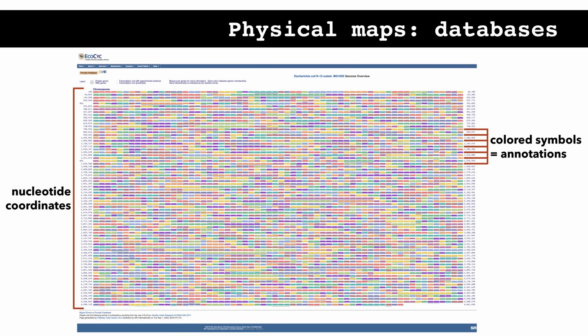These databases normally have some kind of genome browser that lets you look at the physical map and its annotation at different scales. So here's the genome level view. In this view, you don't see the nucleotide sequence that's the map's backbone. Instead, you see a bunch of annotations represented by different symbols. At this scale, this type of representation is common. The nucleotide sequence is not shown, but often the nucleotide coordinates are.